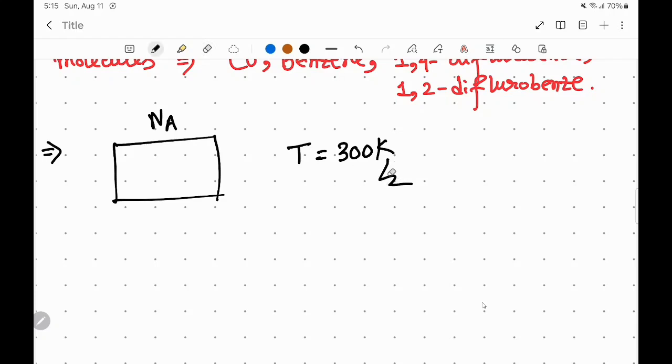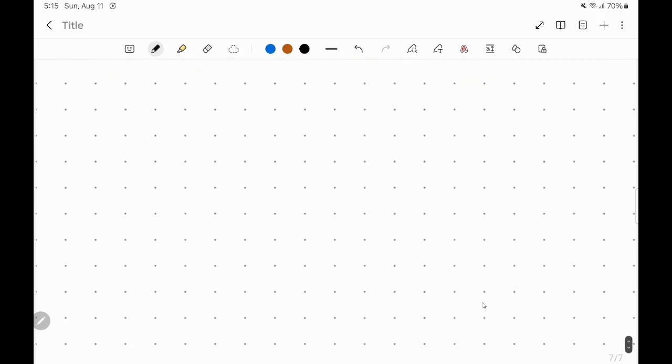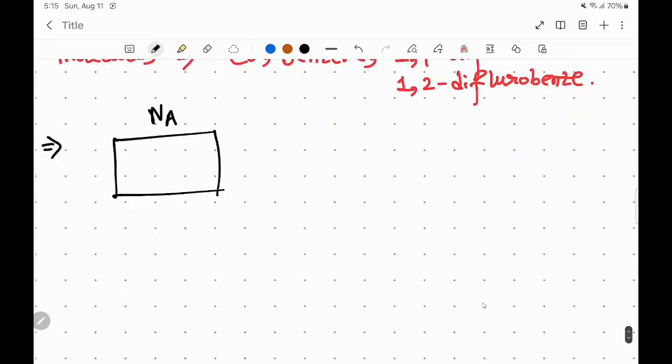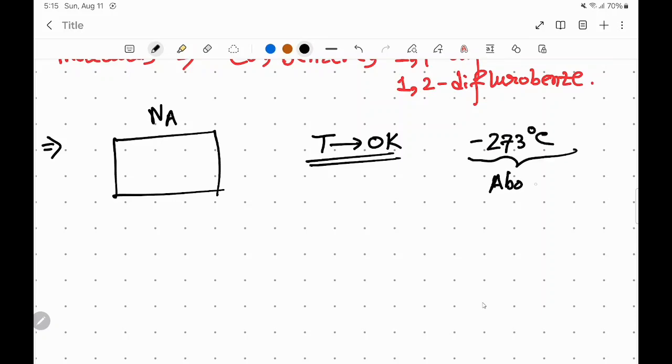Okay. So now let's say there are n number of molecules. When T tends to 0, sorry, not infinity, 0 Kelvin means minus 273 degrees centigrade, which we know is the absolute temperature.